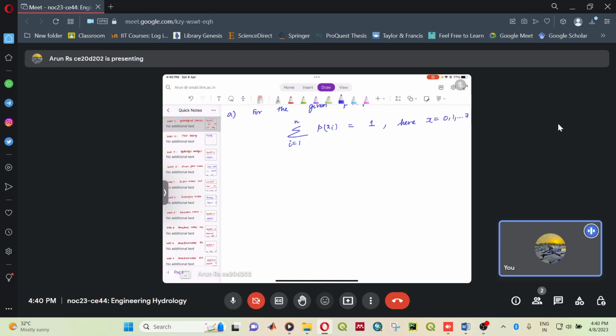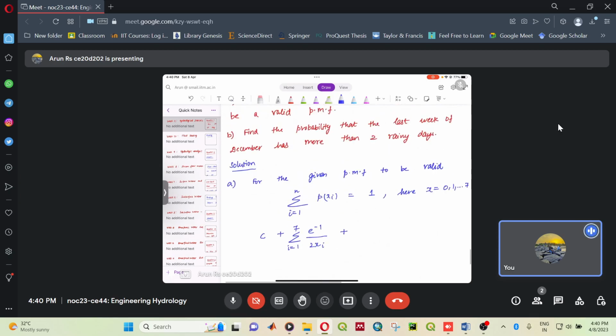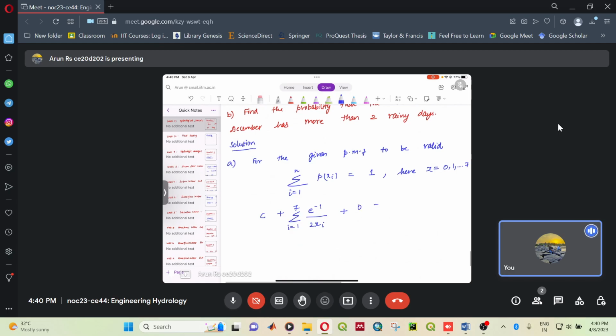When x is equal to 0, the value of P of x is equal to C. So I am writing C when x is equal to 0. From 1 to 7, it is taking the value of e power minus 1 divided by 2x. Now we need to sum up everything, so I am adding a summation, i from 1 to 7 of xi, plus any value that is more than 7, where your PMF takes the value 0. It is outside the range. So this should be equal to 1.